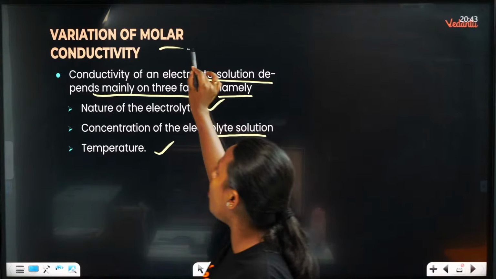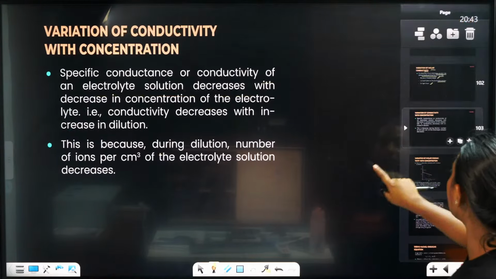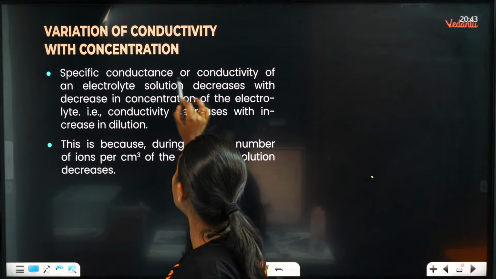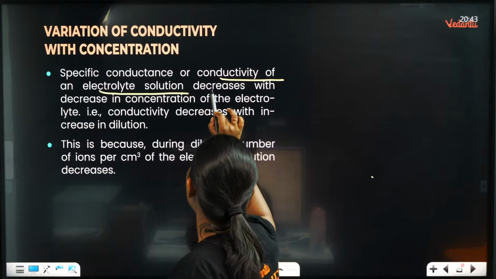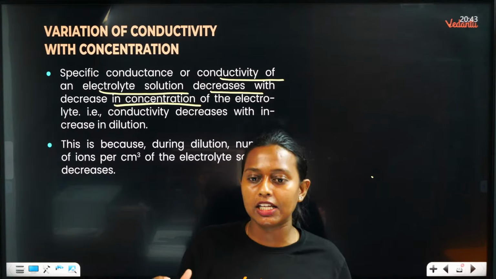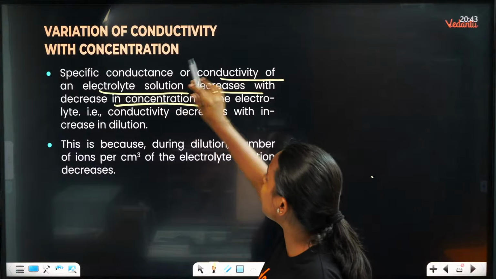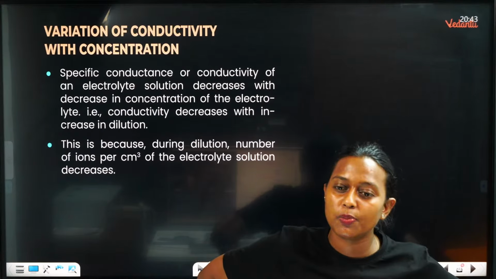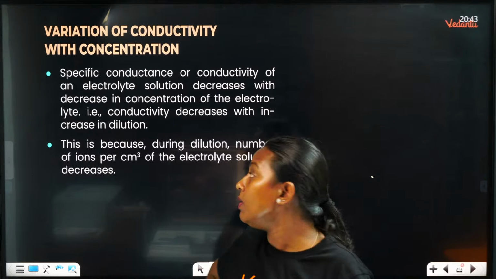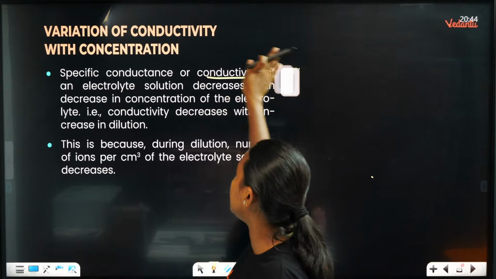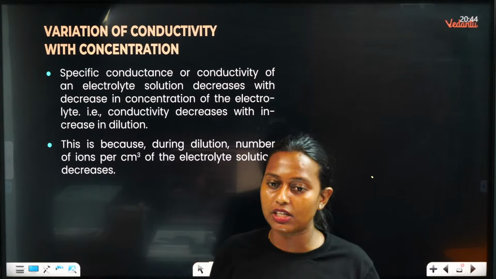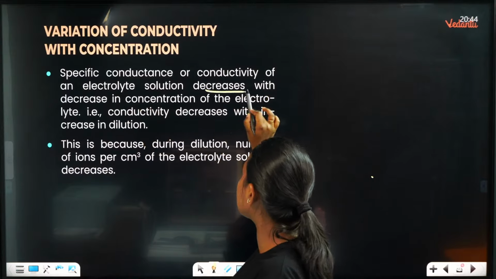Variation of molar conductivity with concentration. The specific conductance or conductivity of an electrolyte solution decreases with decrease in concentration. Specific conductance is the same as conductivity. Who will conduct electricity here? The ions will conduct electricity. So conductivity of electrolyte solution decreases with decrease in concentration.